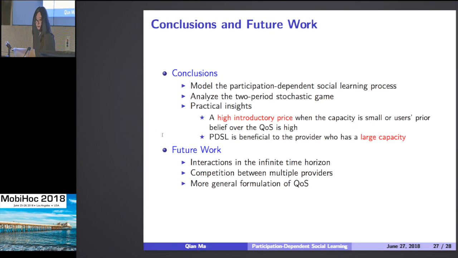In the future, there are several interesting directions to explore. For example, we can further study the interactions between the provider and the users in the infinite time horizon. We can further study the competition between multiple providers. And it is also necessary to analyze a more general formulation of QS with respect to capacity and congestion effect.